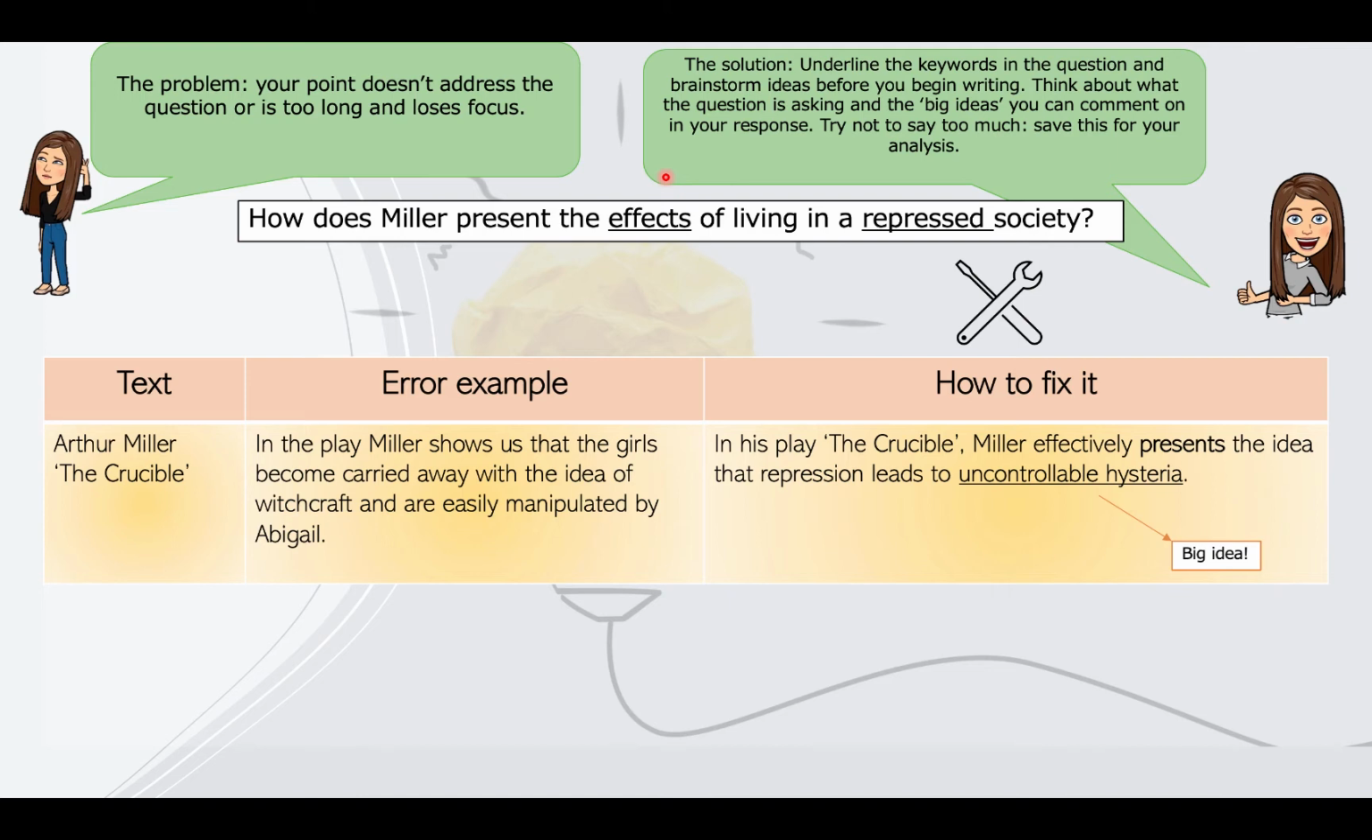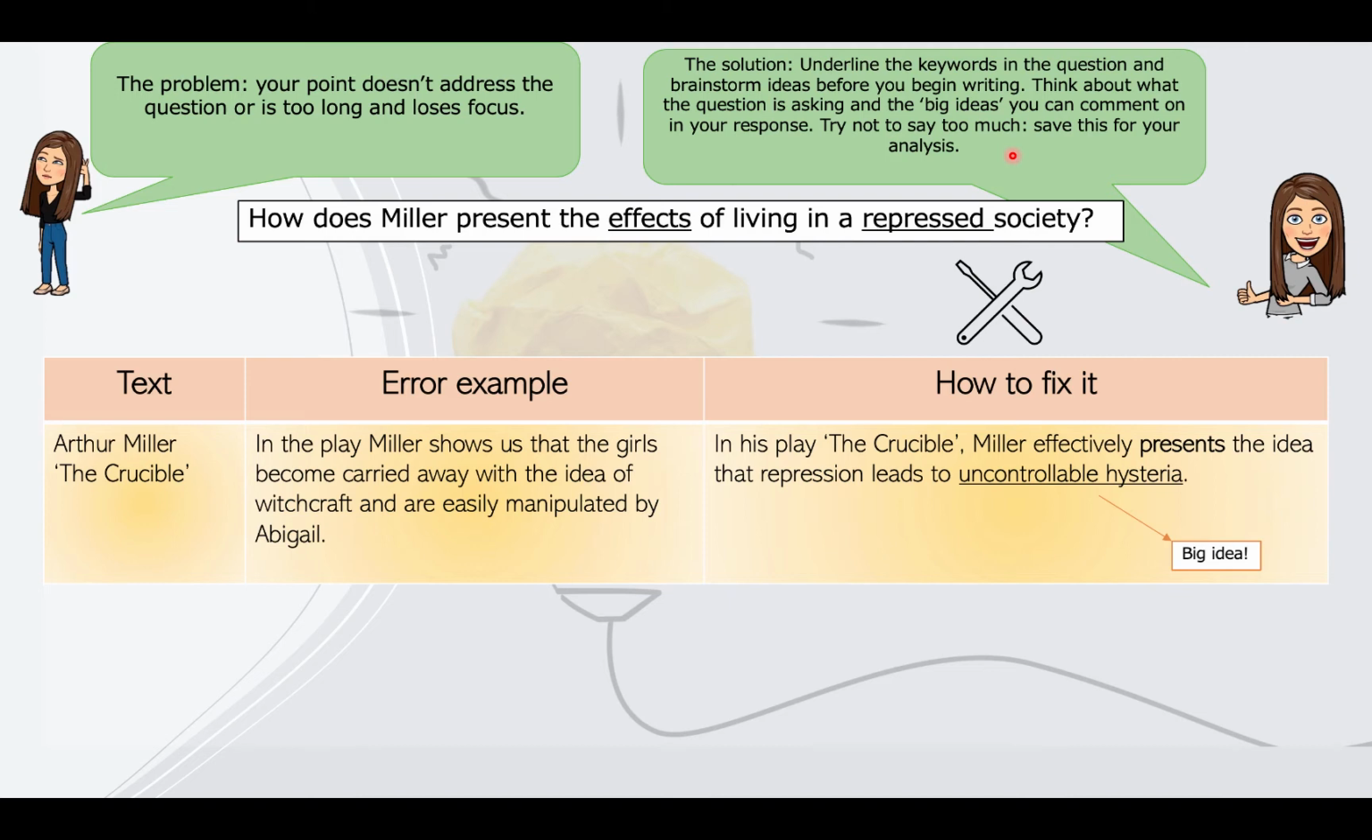So begin by underlining the keywords in the question. Then you can brainstorm your ideas before you even start writing. Think about what the question is asking and the big ideas that you can comment on in response. Try not to say too much. Save this for your analysis. So you don't want to say everything in your point sentence because you want to save some of that for your explanation and for your analysis. You want to show that you are developing a good response.